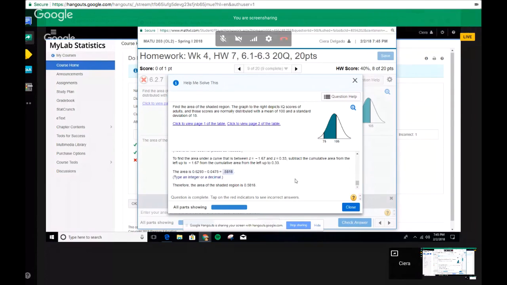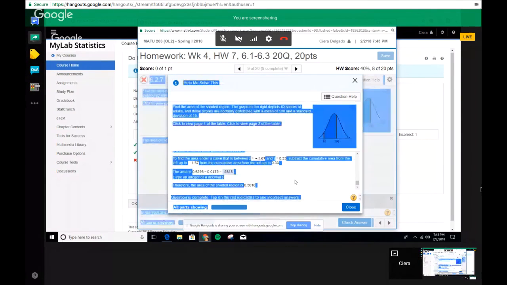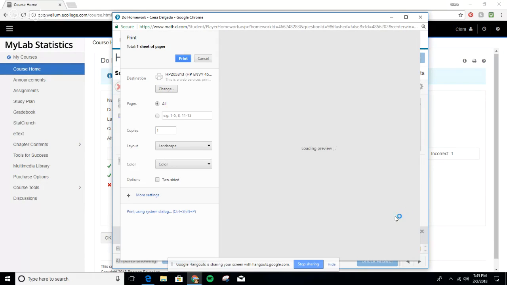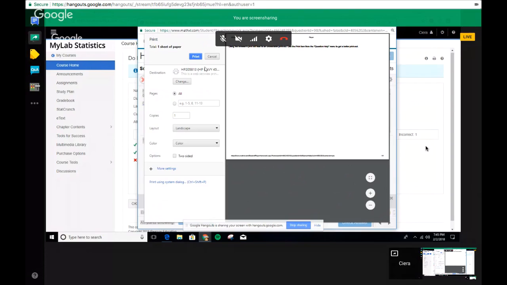So let's go to another problem. I wonder if I can print. I'm just going to see something really quick, if I can print these. No.